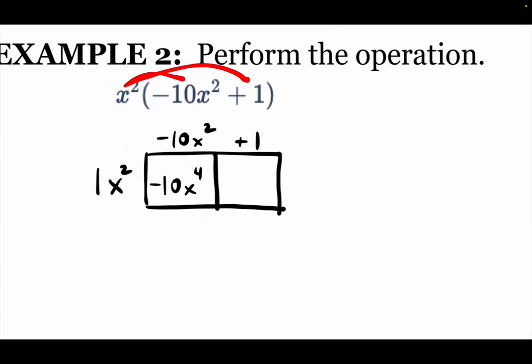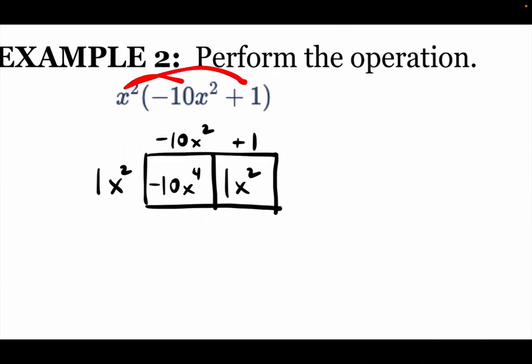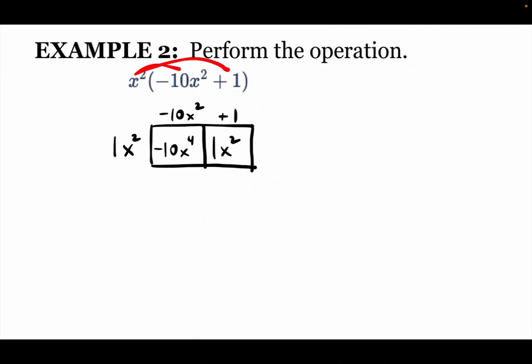Done with that one. 1 times 1, positive 1. Only an x squared. Okay? Once you've filled in all your boxes, you move them out. So we got negative 10x to the 4th and positive 1x squared.